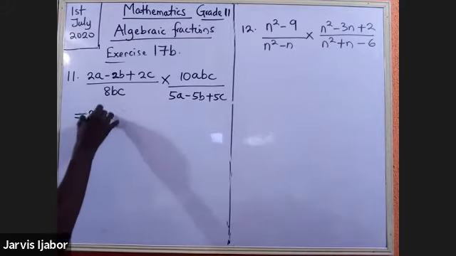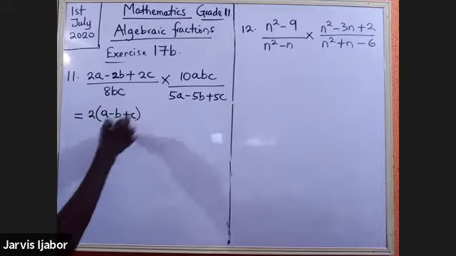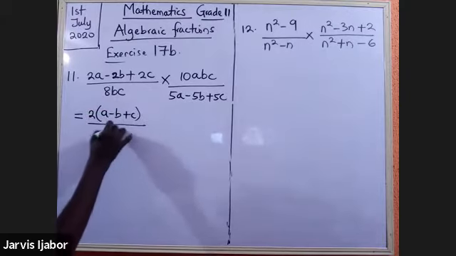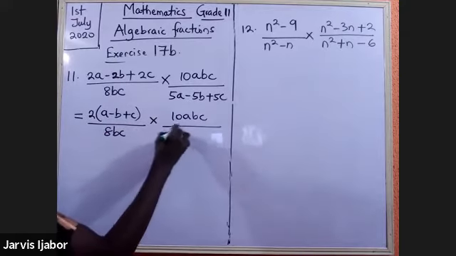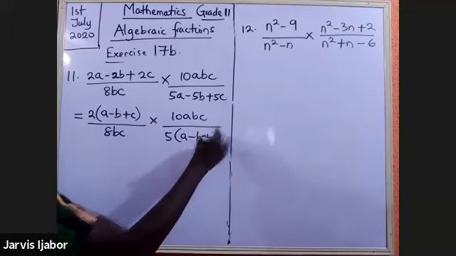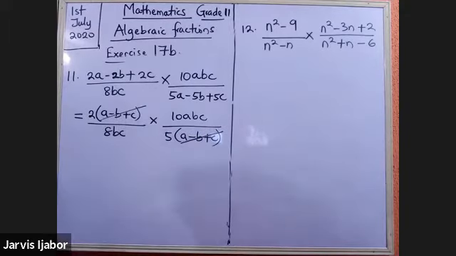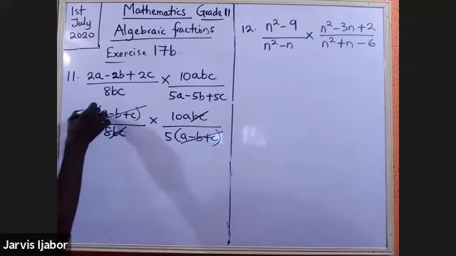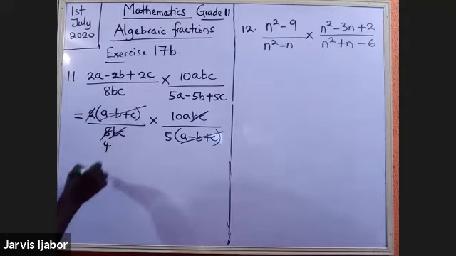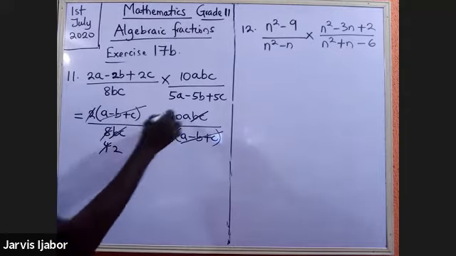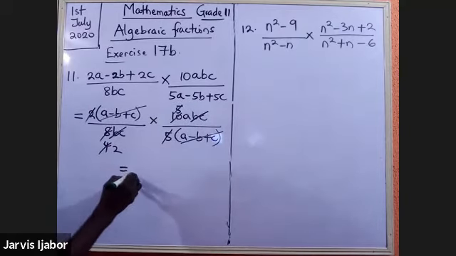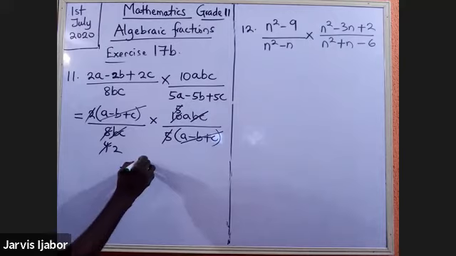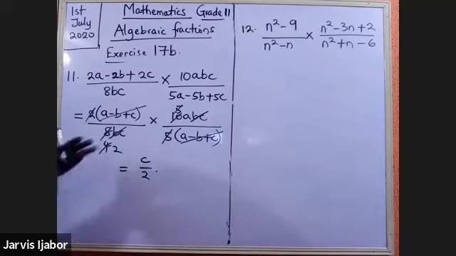This will be 2 into A minus B plus C all over 8BC times 10ABC all over 5 into A minus B plus C. This will go with this. BC will go with BC. 2 go here, 2, 4, 2, 5, 1. So my answer becomes what? C over 2. That solves that one.